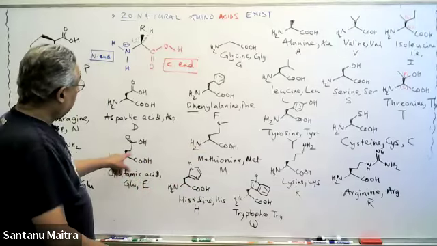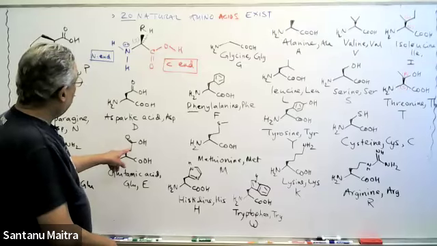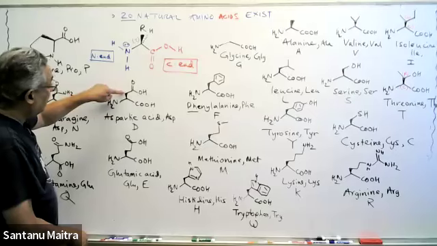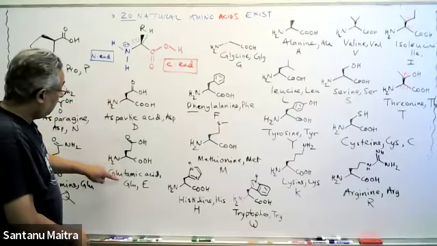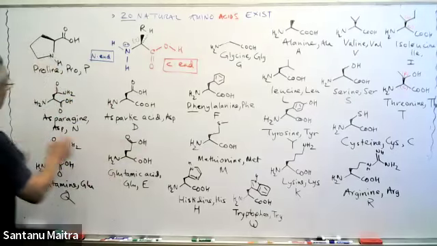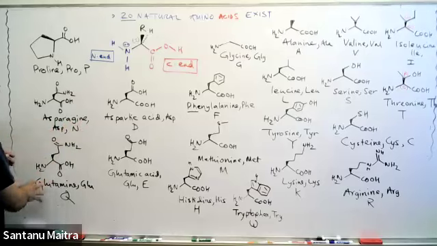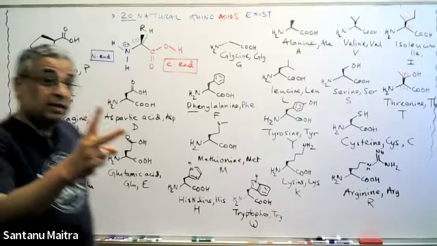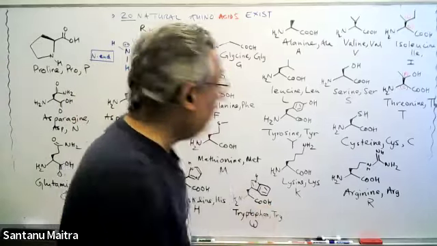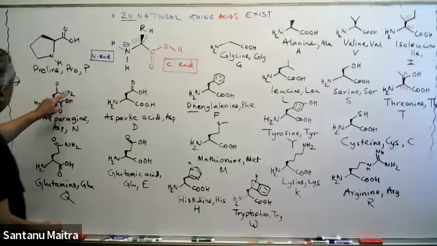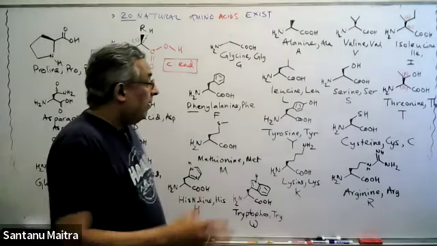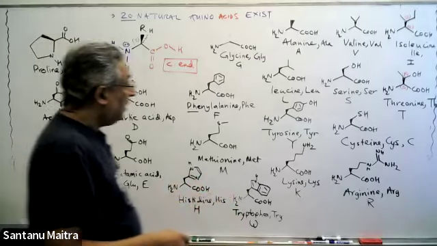Two with carboxylic acid side chains, this guy and this guy. The one with one CH2, that's aspartic acid. This is glutamic acid. Similarly, asparagine and glutamine. The side chain itself is an amide. Primary amide because it's carbonyl with NH2. Carbonyl with NH2.